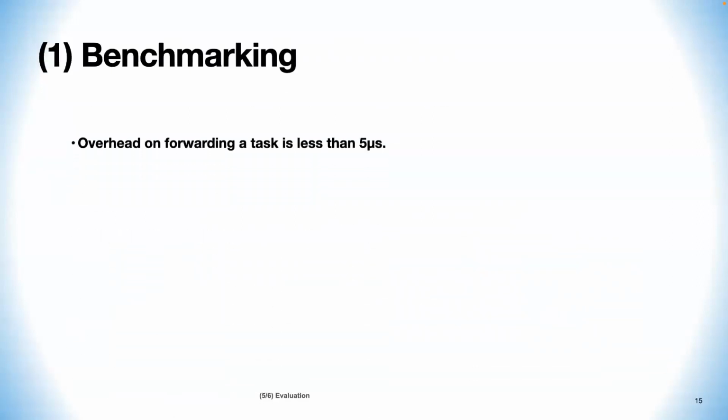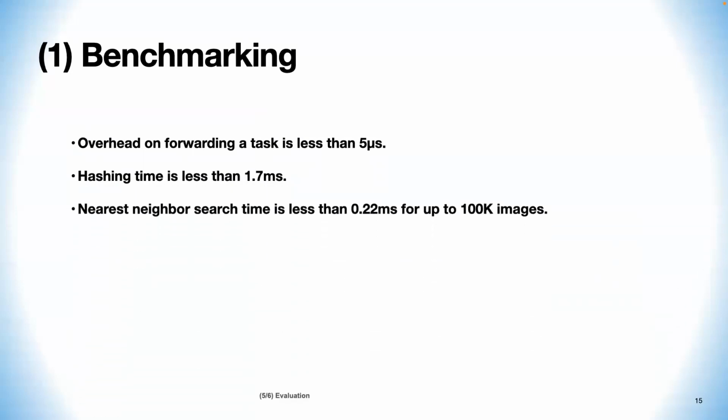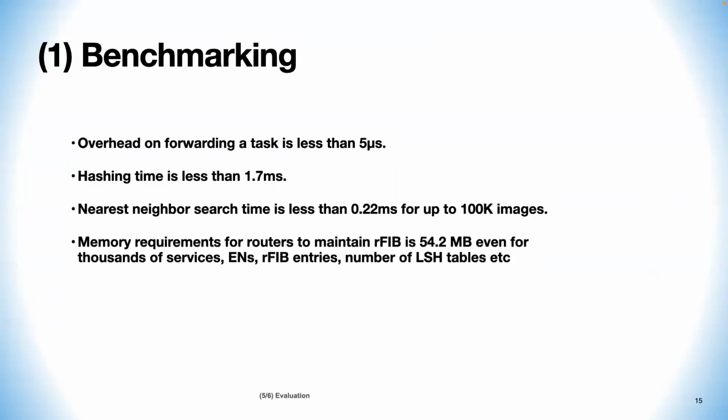From the benchmark results, we can see that RFIB incurs minimal additional overhead compared to the processing of an interest through FIB. Also, with a low-end user device, the required hash time is below 2 milliseconds, and the search time is lower than a millisecond for up to 100,000 images. Also, we can see that the RFIB size is less than 55 megabytes, even for a large number of services, node prefixes and locality sensitive hash tables.